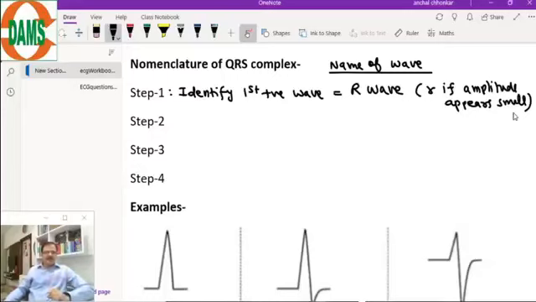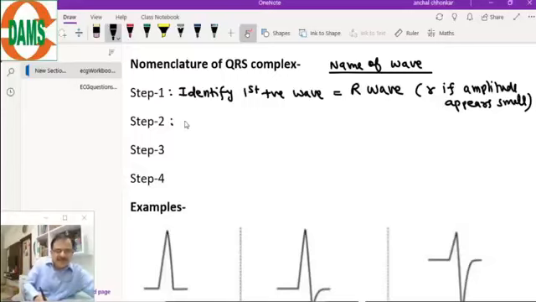So identify the first positive wave of the QRS complex and call this an R wave, and write a small letter when relatively it is appearing small. But technically, precisely, we call it small r when the height is less than 5 mm. But there is no need to remember that. That will be very obvious from the examples that we will do if the amplitude is relatively small. Now come to step number 2. So step number 1 is always identify the first positive wave of QRS and call that an R wave.